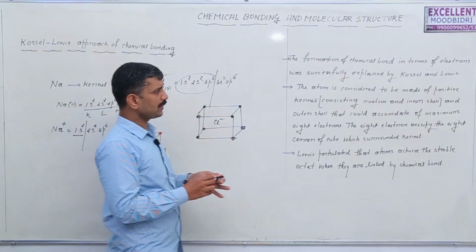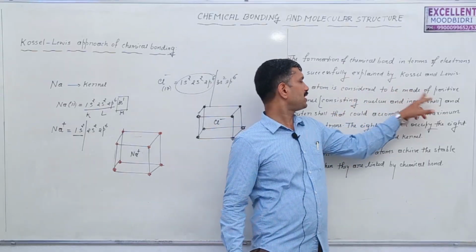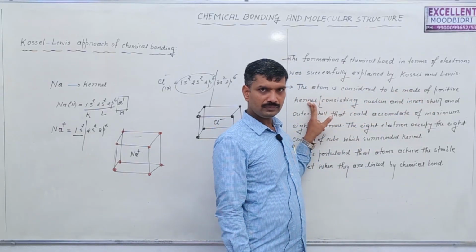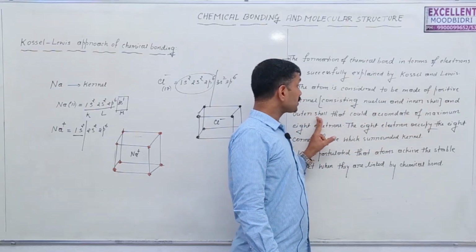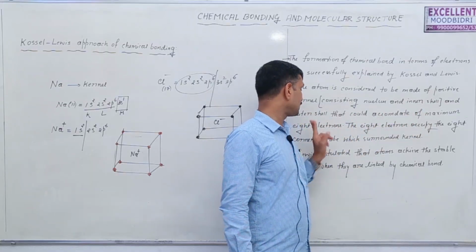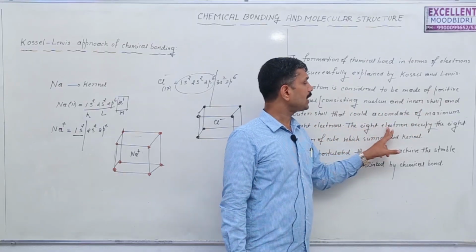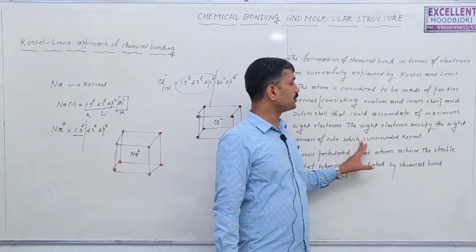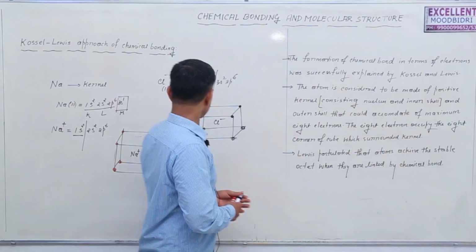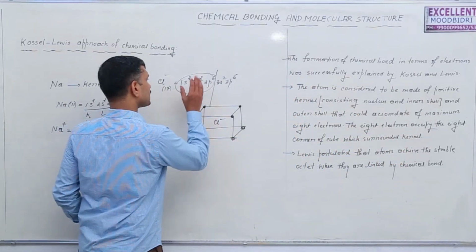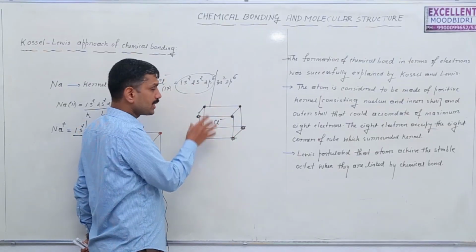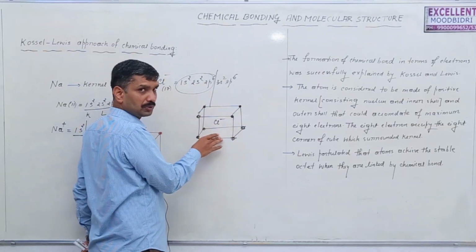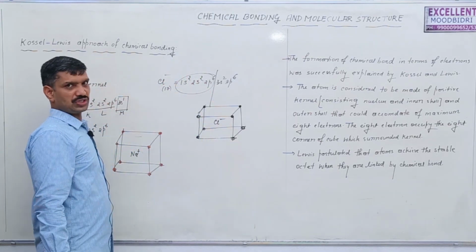According to this, an atom is considered to be made up of a positive kernel consisting of the nucleus and inner shells, and an outer shell that can accommodate a maximum of 8 electrons. The 8 electrons occupy the 8 corners of the cube which surrounds the kernel. Here, the nucleus and innermost electrons are surrounded by the 8 electrons. Those 8 electrons occupy the 8 corners of the cube, then the atom is stable.